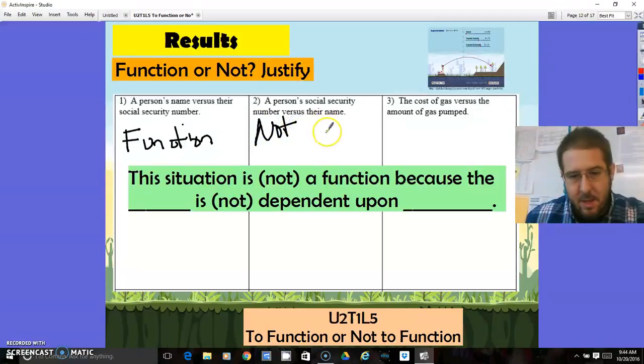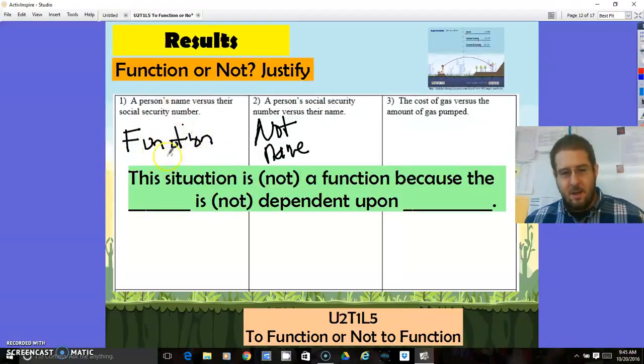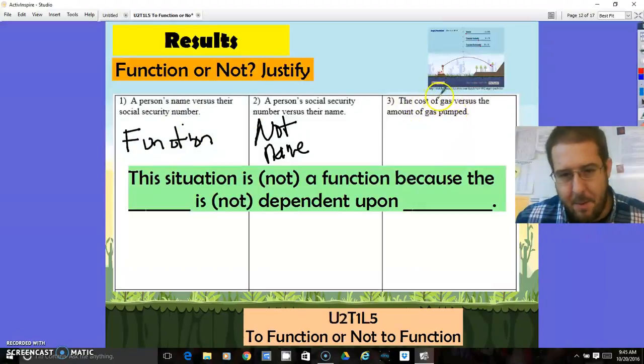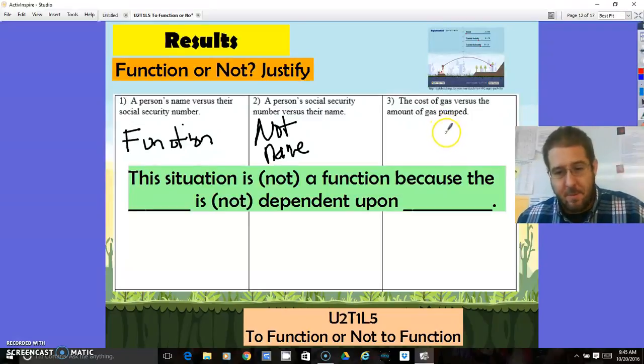And the reason being is that in this example, a name can have more than one social security number, because you can have two people with the exact same name, as I described in the previous one. I just kind of lucked out that this one was correct. The cost of gas versus the amount of gas pumped. So the cost of the gas is dependent upon the amount of gas pumped. That's a true statement. Can you pump two different amounts of gas and cost two different amounts?